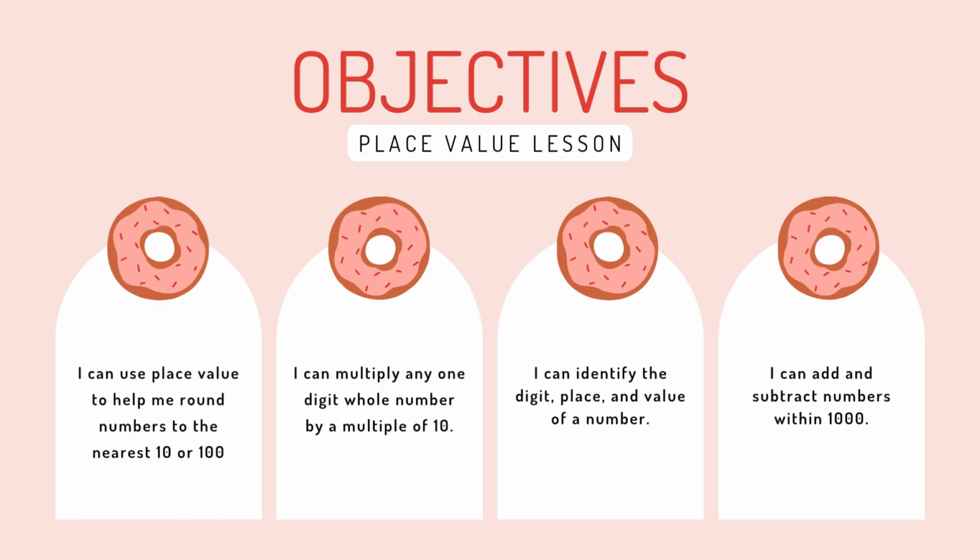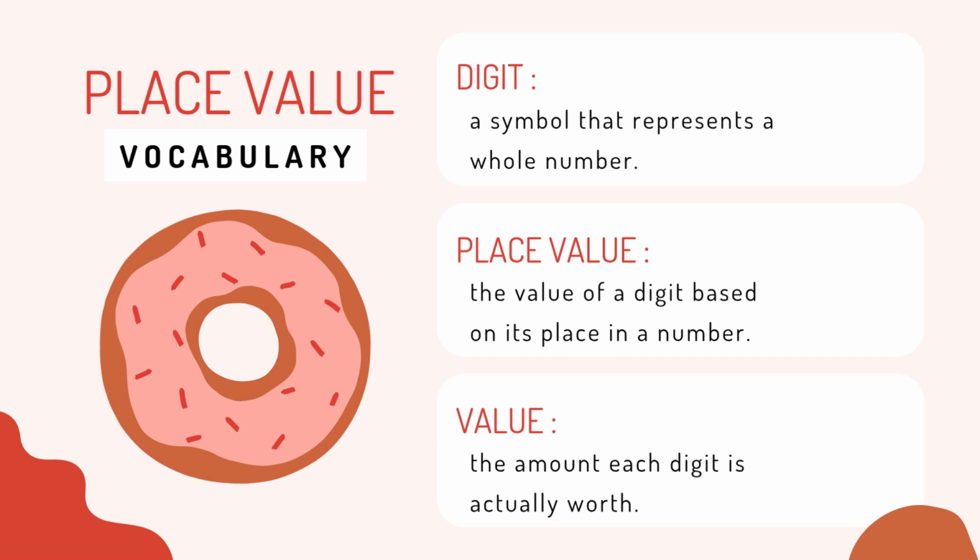By the end of today's lesson, you'll be able to use place values to round numbers to the nearest 10 or hundreds, multiply any one digit whole number by a multiple of 10, and identify the digits, its place value, and its value in any other given number. Add and subtract numbers within 1,000. These skills are important because they help us understand numbers more deeply and solve problems more efficiently.